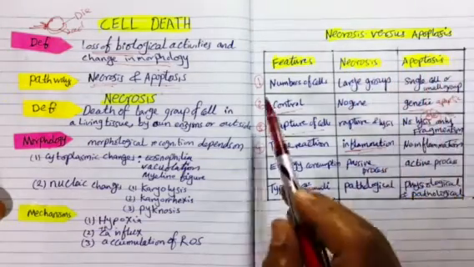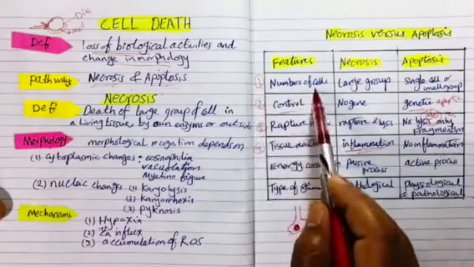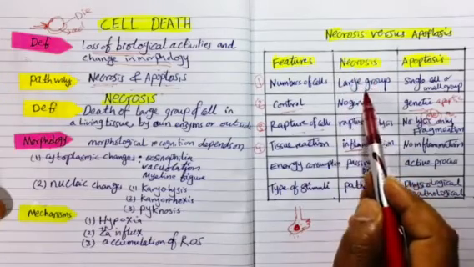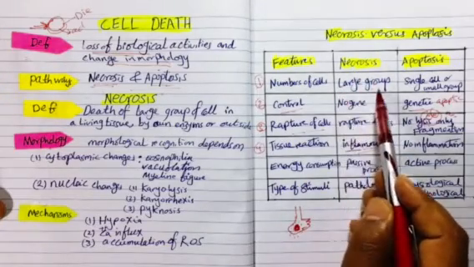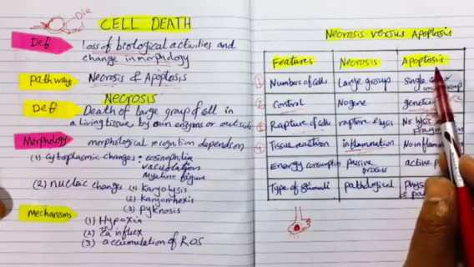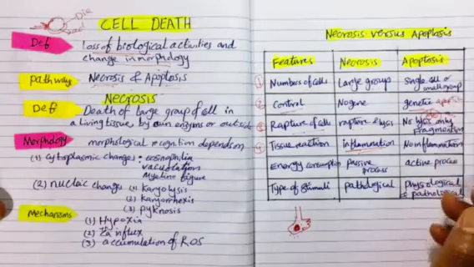Let us start with the first point which differentiates between necrosis and apoptosis: number of cells. You see that in necrosis there is death of a large group of cells, while in apoptosis it means death of a single cell or a very small group of cells.